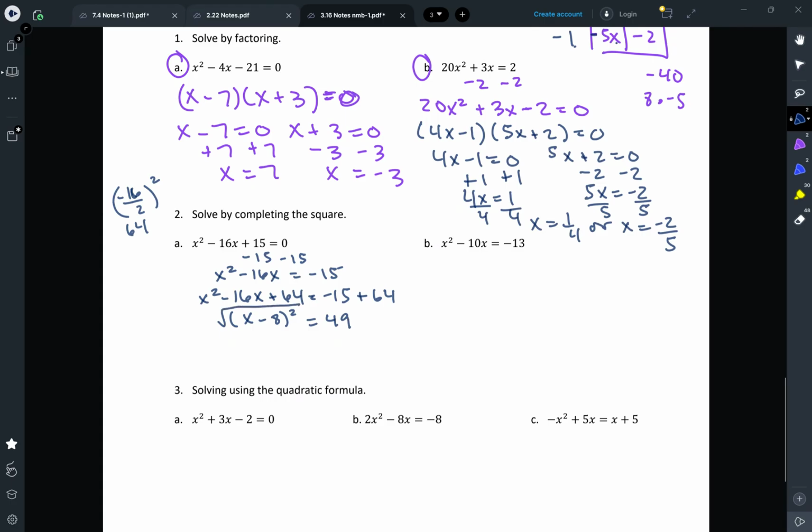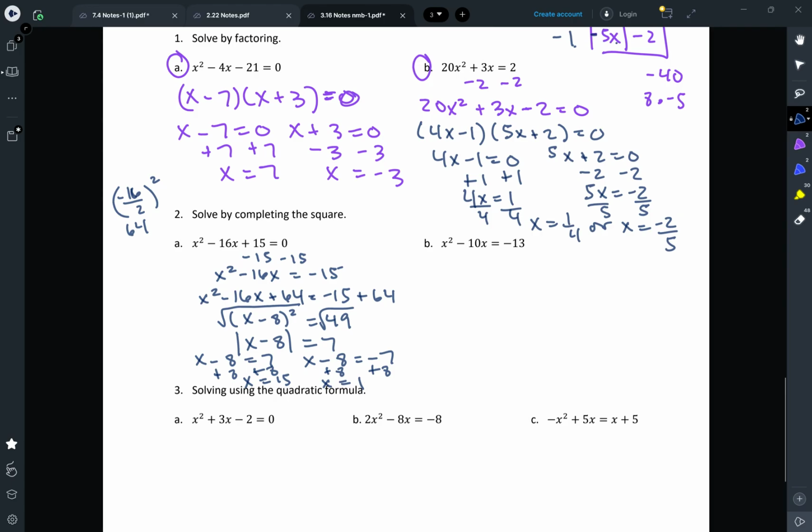So this is one I really could have just factored. That's what this is telling me. Since I'm getting a perfect square right here, I should have factored it. So now I have the quantity x minus 8 equals 7. And so x minus 8 equals 7, or x minus 8 equals negative 7. And I want to go ahead and solve. So x equals 15, or x equals 1.